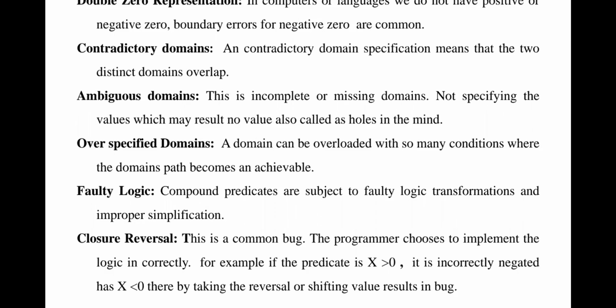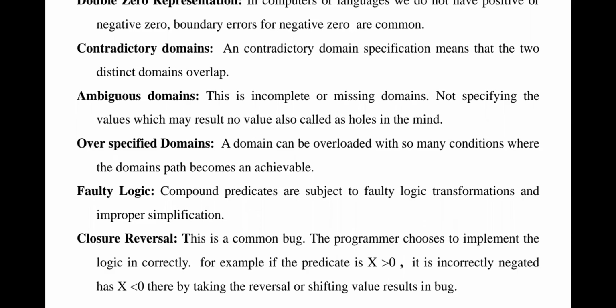Next, closure reversal. Okay, this is a common bug. The programmer chooses to implement the logic incorrectly. When you are performing a predicate on a particular variable and it is not correctly chosen, then this closure reversal will arise. For example, if the predicate is x greater than 0, it is incorrectly negated as x less than 0. Generally the programmer wants x greater than 0, but they mention x less than 0. That is called incorrectly negated predication. So this type of predication is nothing but closure reversal.